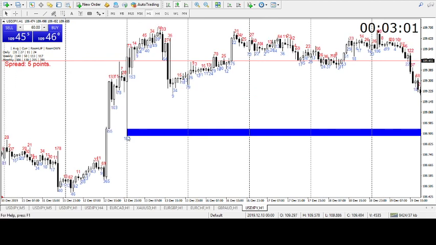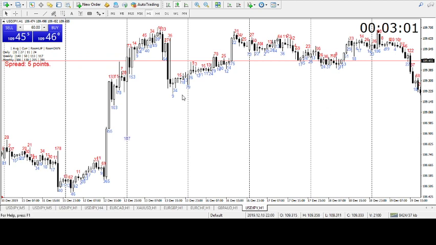Anyway, now before I get to what is system A and system B, I want to show you something else. Something else that can just help you in any other pair.